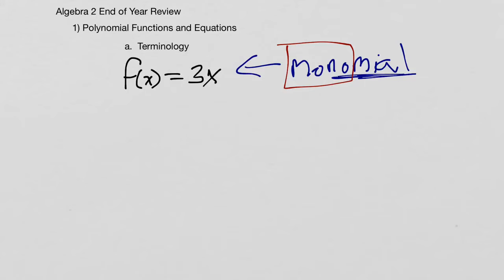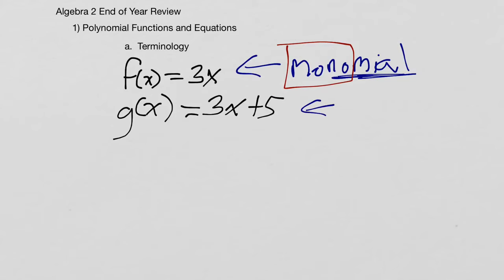A binomial, as you can guess, is going to have two terms. Now, how do you know if something has two terms? Well, let me just give you an example. First of all, each term needs to be its own degree. So to have multiple terms, you could have something like 3x plus 5. I'm going to let you know that this is a binomial. Again, we have that nomial part, and the bi means that it's two terms.